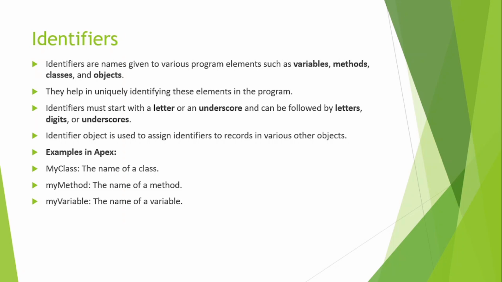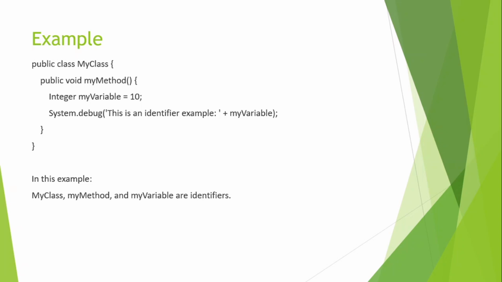The Identifier object is used to assign identifiers to records in various other objects. Example in Apex: MyClass, the name of a class; myMethod, the name of a method; myVariable, the name of a variable. Let's see an example.